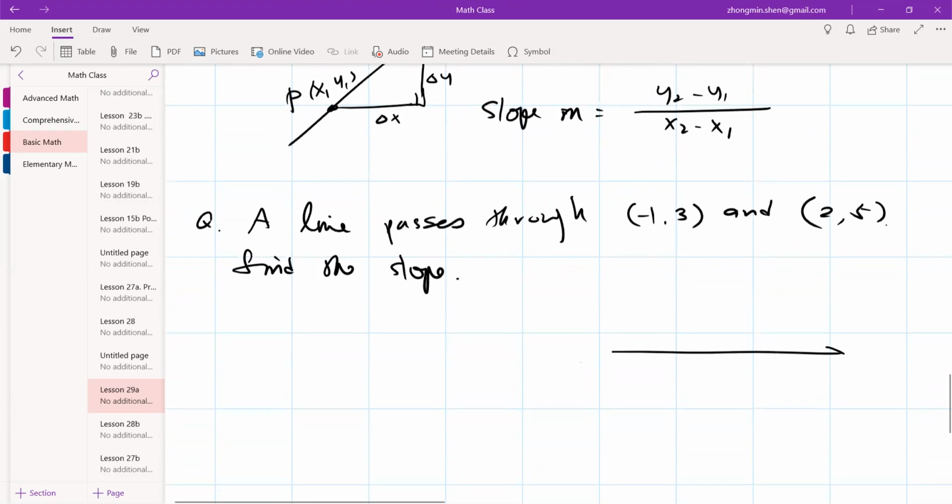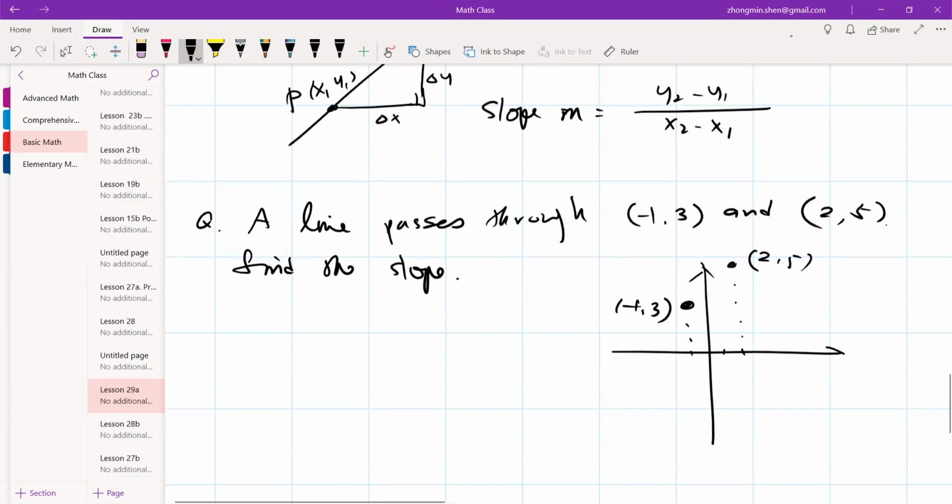All right, so you have a line here, with points (-1, 3) and (2, 5). All right, so we have a line passing through these two points.